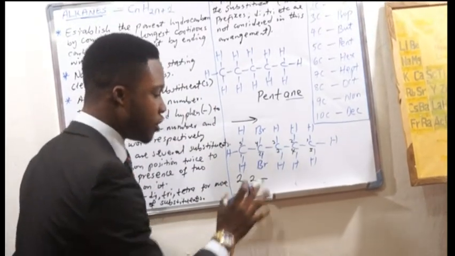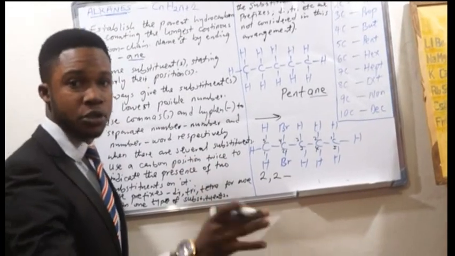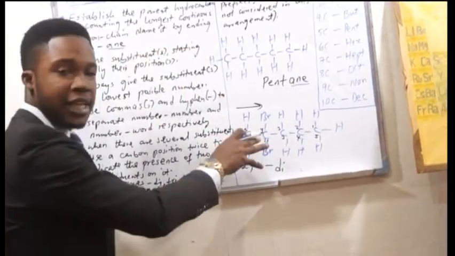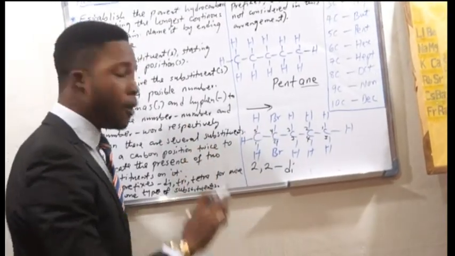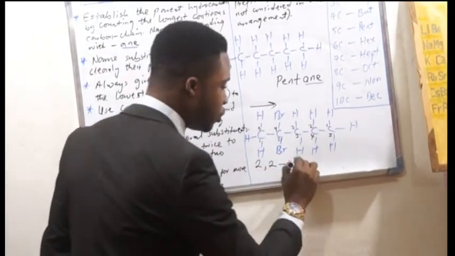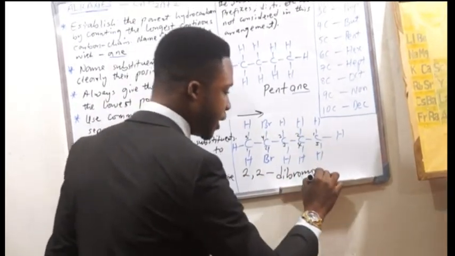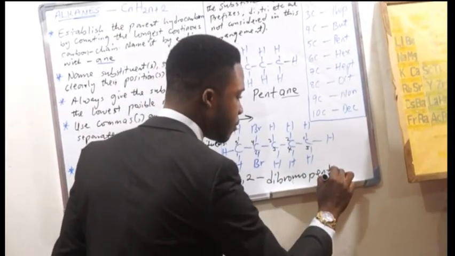2, 2, then a word is coming up, so we put a hyphen. Now, there are 2 of such, and we use di, because di represents 2. 2, 2, di. And what is that substituent? Bromine, and it comes as bromo. 2, 2, di, bromo. Then the parent name appears again, pentane.